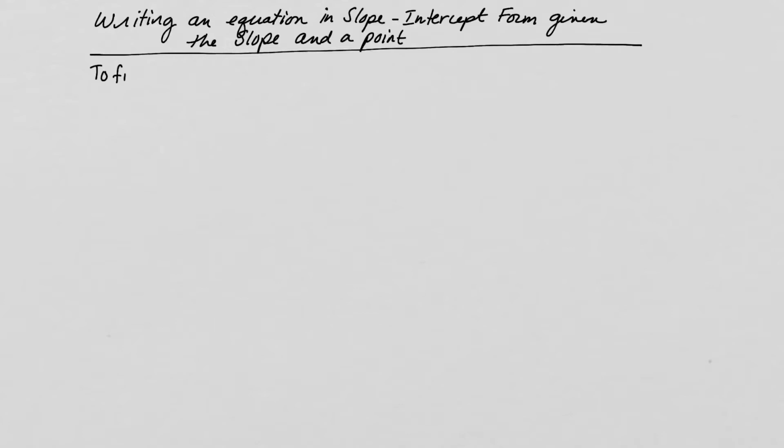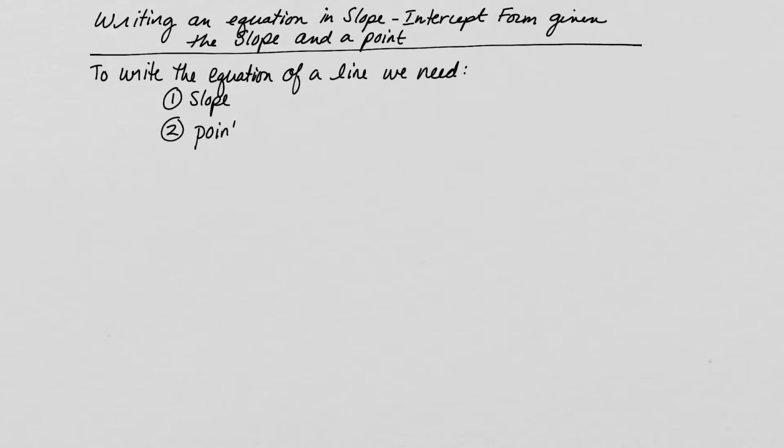So to write the equation of a line, we need two things. The first thing is slope, and the second thing is a point. Some problems you're given the slope and the point, some problems you have to find the slope, but you have to be given at least one point. And there's a couple different forms for the equation of the line. In this video, we're going to focus on slope-intercept form.